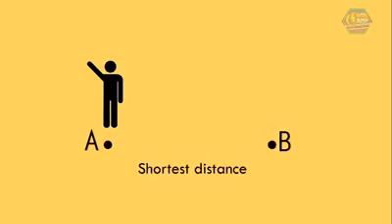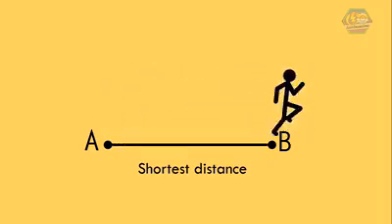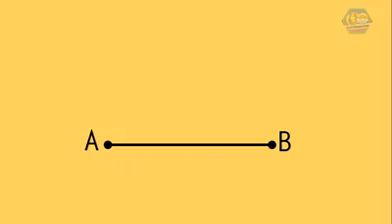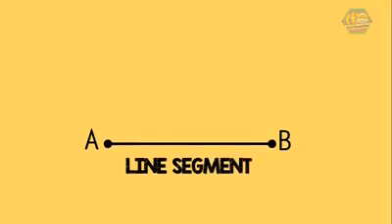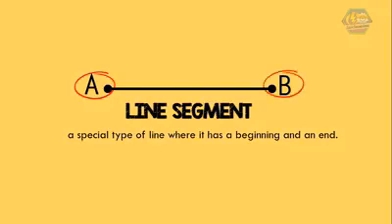Imagine you are standing at point A and you wanted to go to point B at the shortest distance possible. To do that, you just need to go straight from point A to point B. Look at the path formed at the shortest distance. Most of us called it a line, but in geometry, this is not a line. Instead, it is called a line segment. A line segment is a special type of line where it has a beginning and an end. So in this example, it starts at point A and ends in point B, and therefore it is called the line segment AB. So if this is called a line segment, then what is a line?